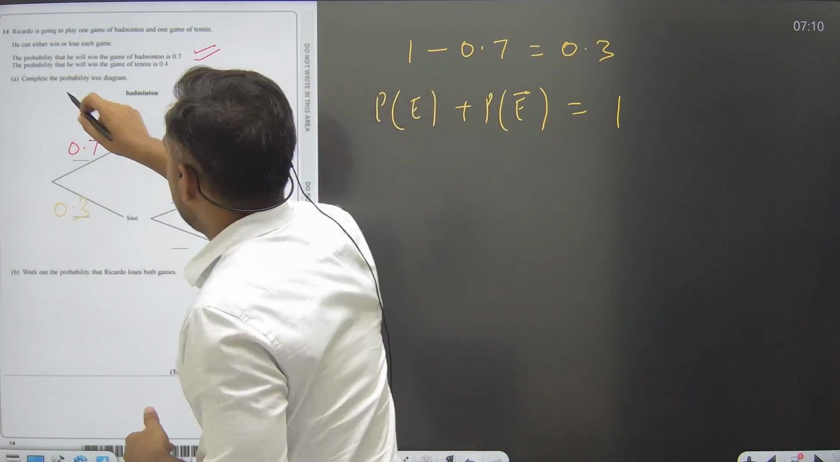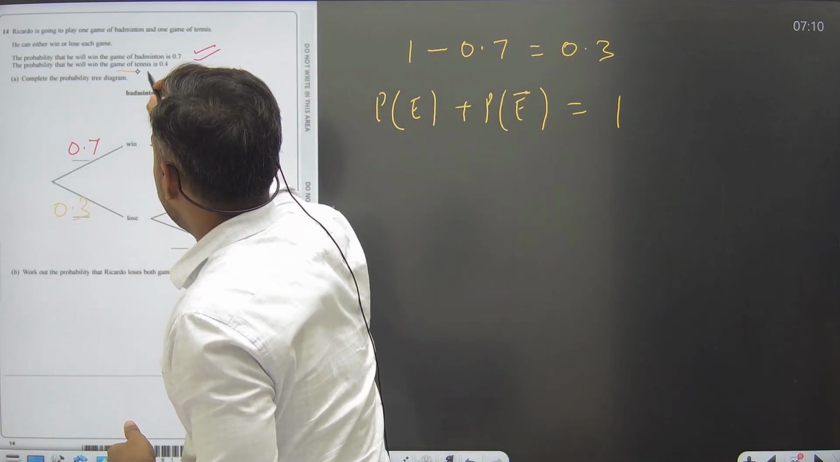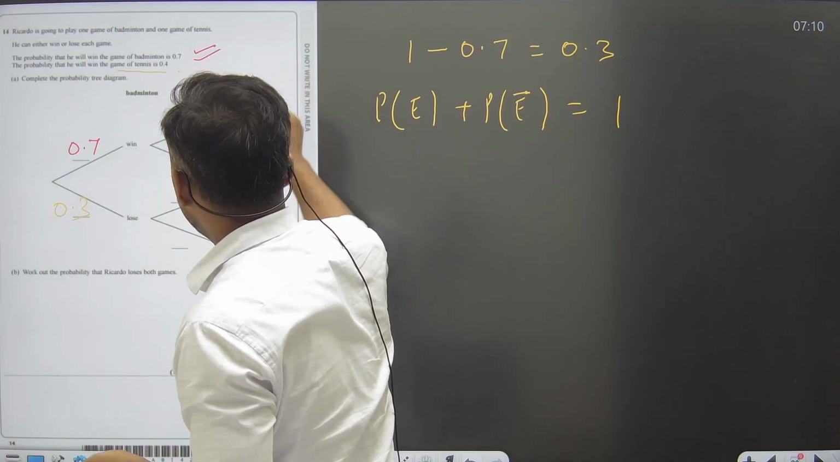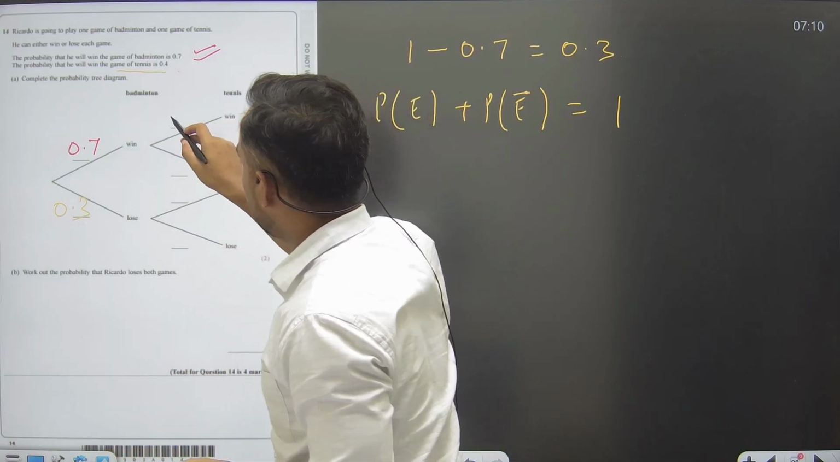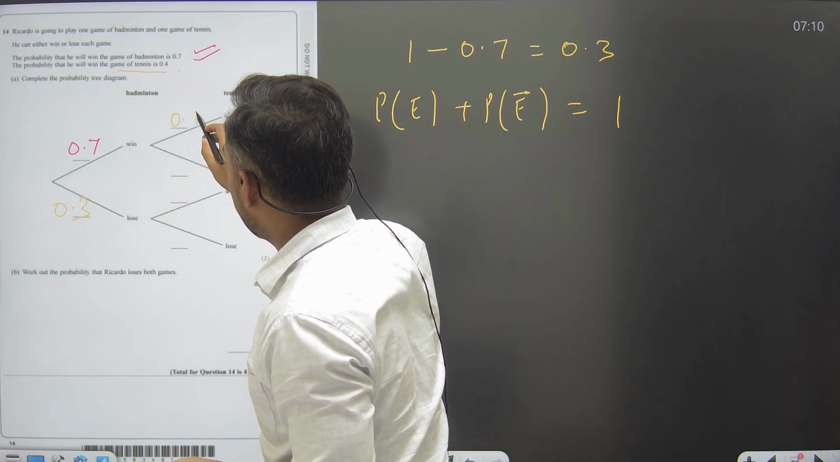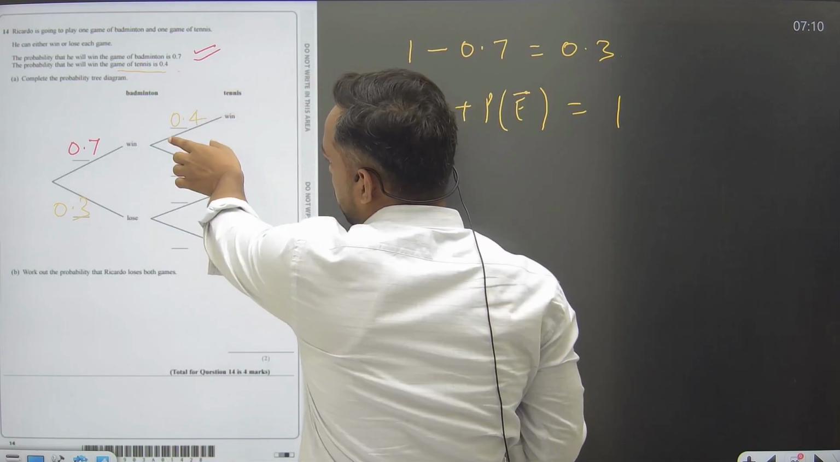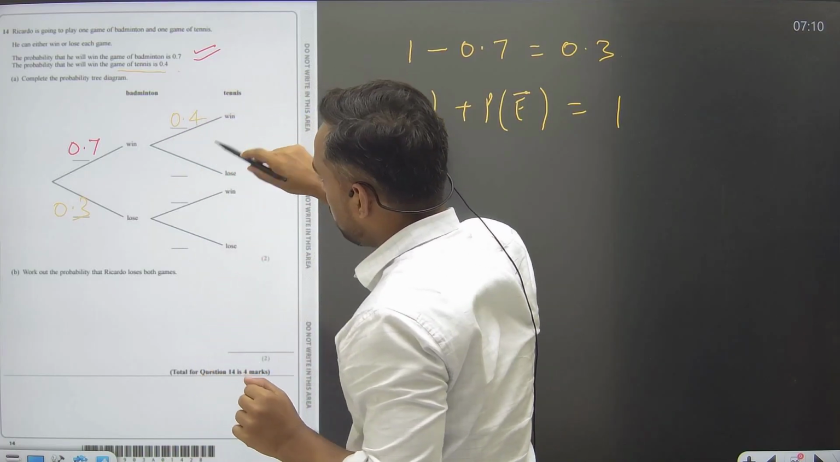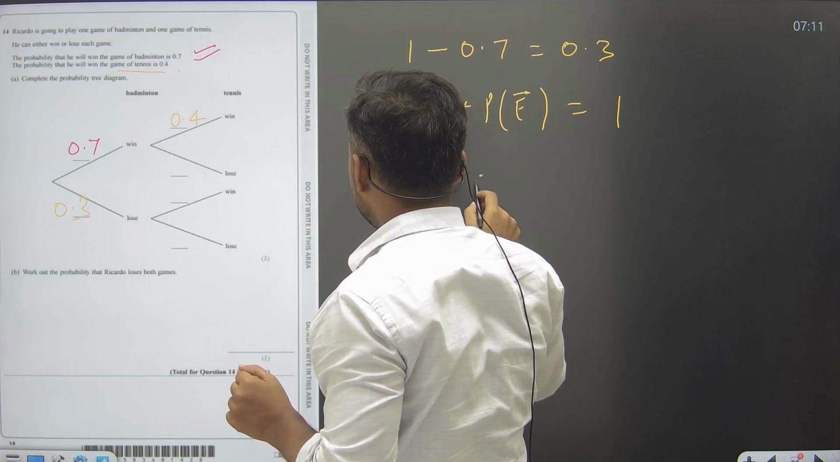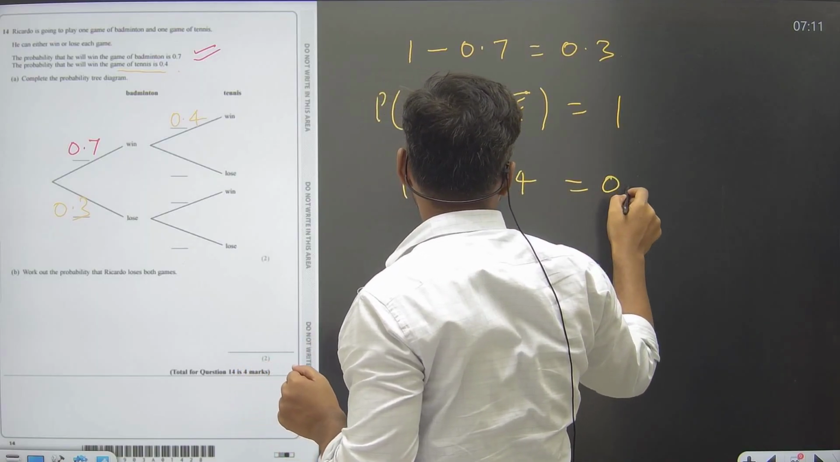Now let's move ahead. The probability that he will win the game of tennis is 0.4. So below the tennis column, the probability of winning this tennis game will be 0.4. So as usual, for losing this game it will be 1 negative of 0.4, that will be equal to 0.6.